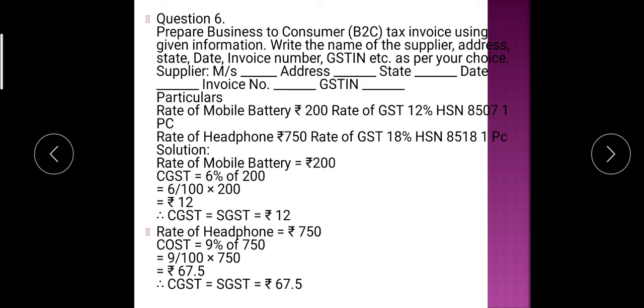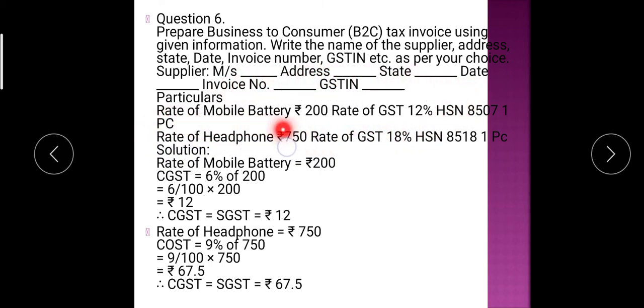Business to customer means when you are a customer purchasing a product from a shopkeeper, then on the bill, there are important points you have to mention. So you have to prepare the bill in such a way that you write the name of the supplier, address, date, invoice number, GSTIN number, and choose a supplier.